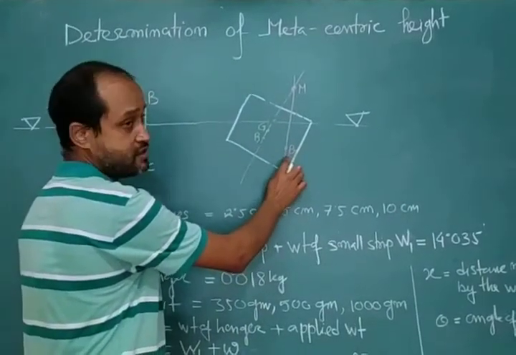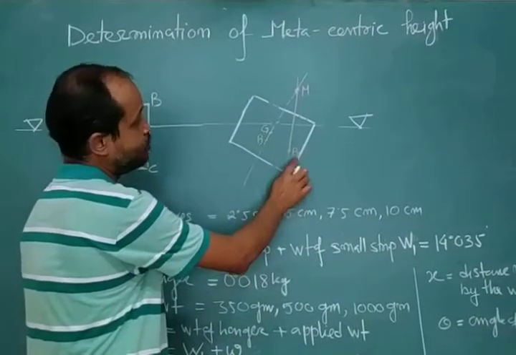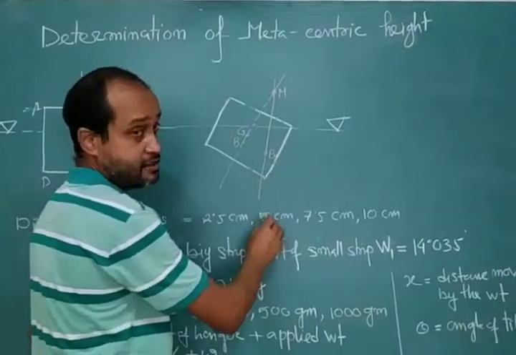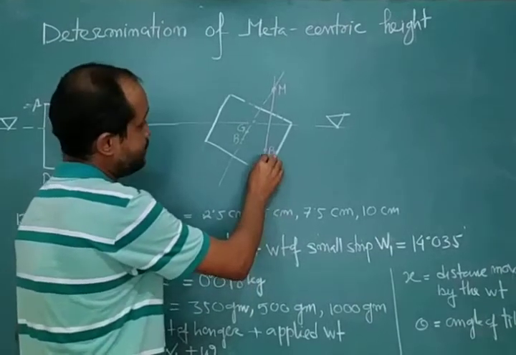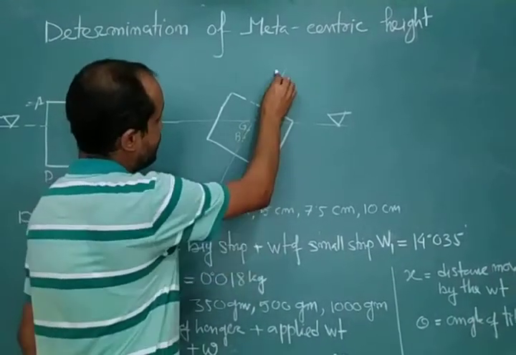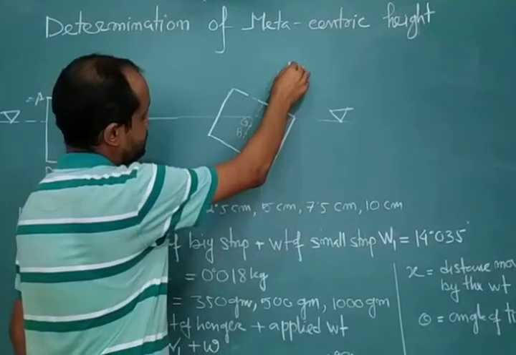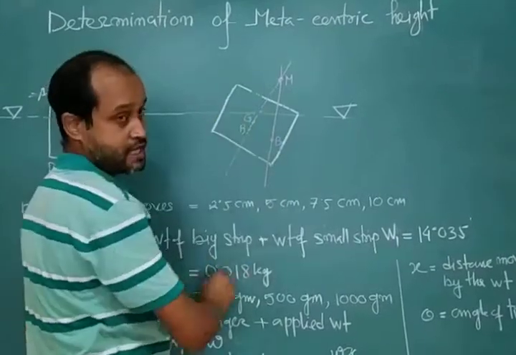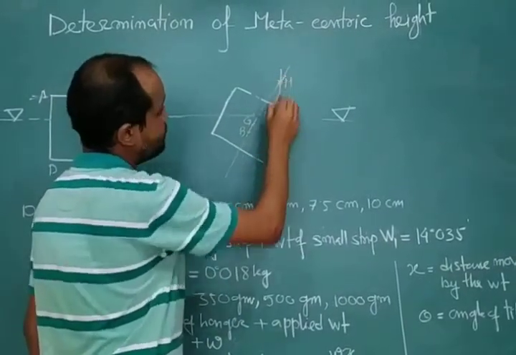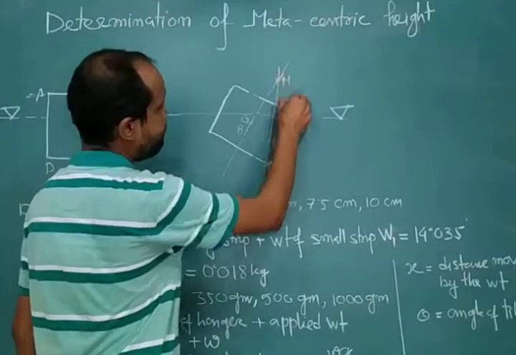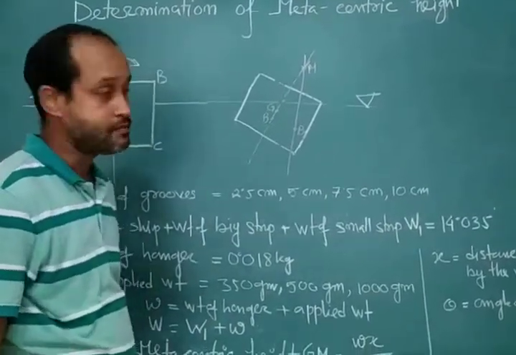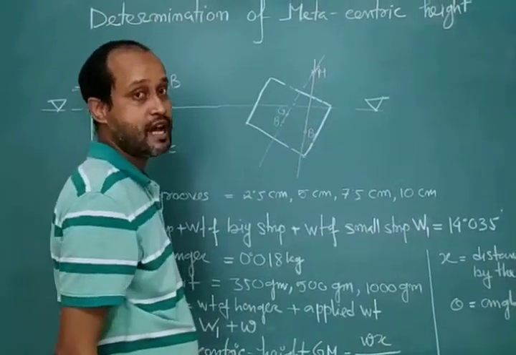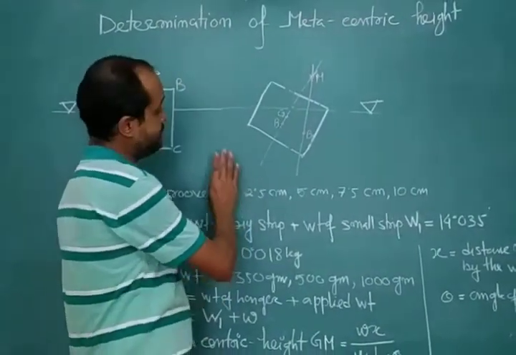Your buoyancy will shift from B to B1, and if you draw an imaginary line passing through the new center of buoyancy to the axis passing through the center of gravity of this object, it will intersect at a particular point, denoted here as M, called the metacenter. The distance between M and G is called the metacentric height. So this is the theory behind this.